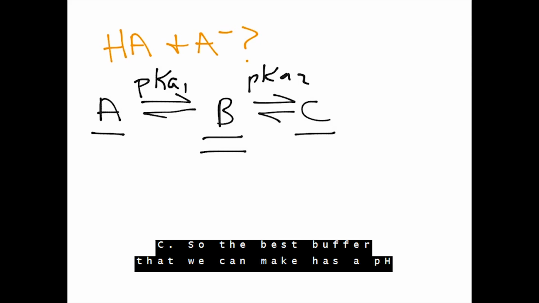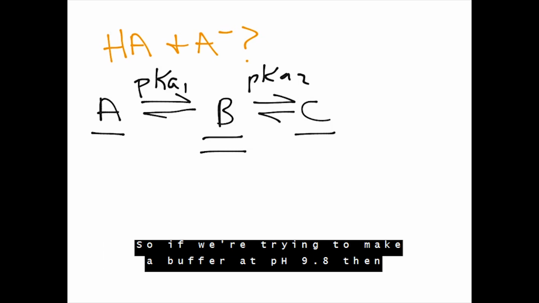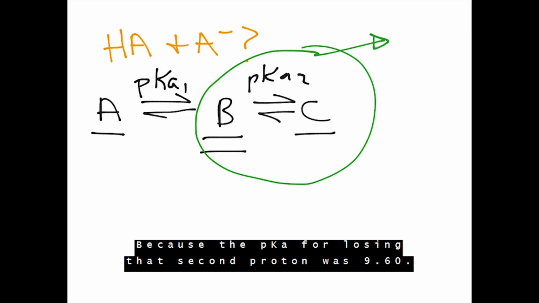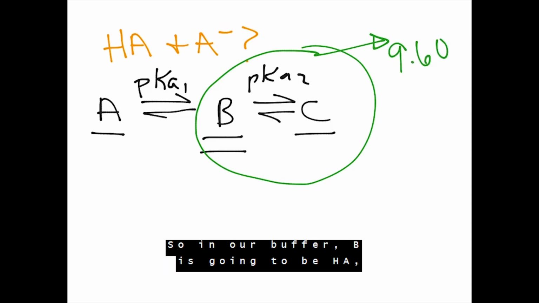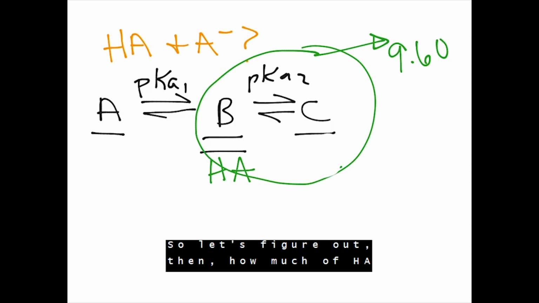So the best buffer that we can make has a pH within 1 pH unit of the pKa of that particular buffer molecule. So if we're trying to make a buffer at pH 9.8, then that means we want to have C be our conjugate base and B be our weak acid, because the pKa for losing that second proton was 9.60. So in our buffer, B is going to be HA, and molecule C is going to be our A minus.